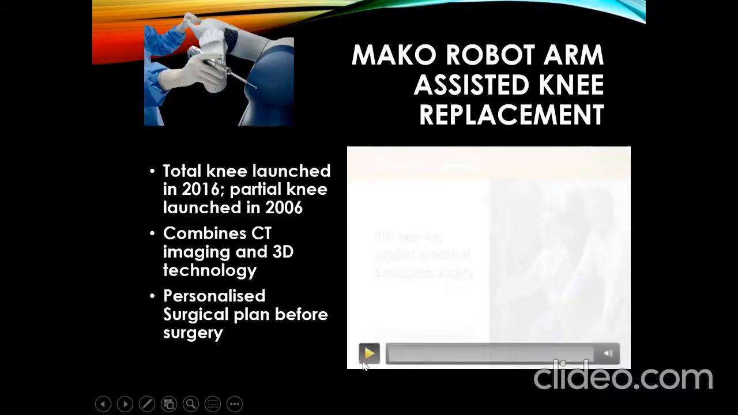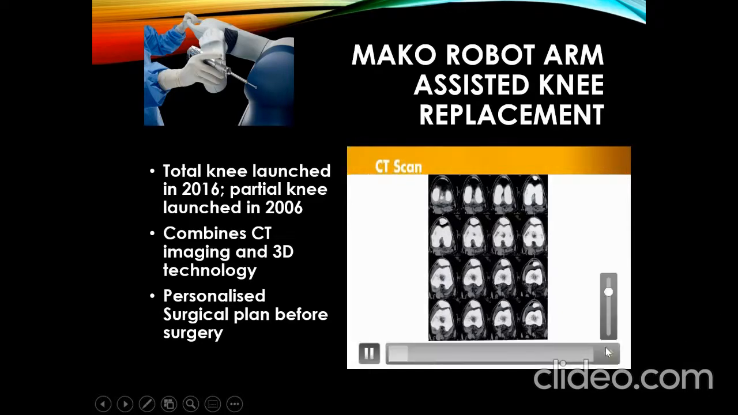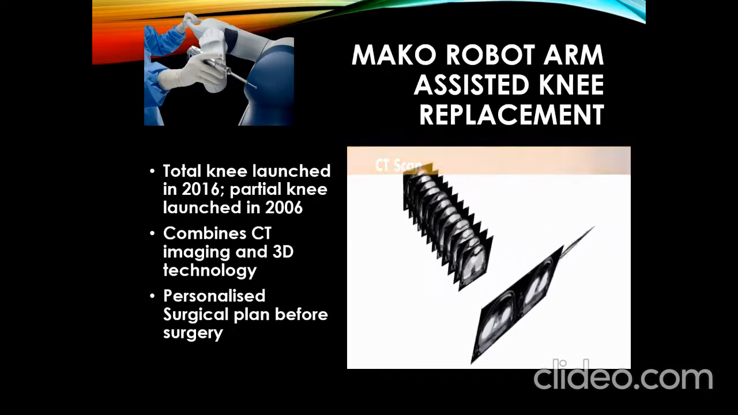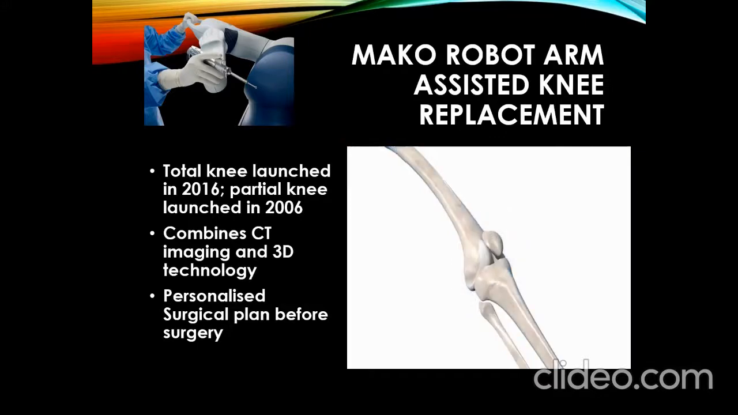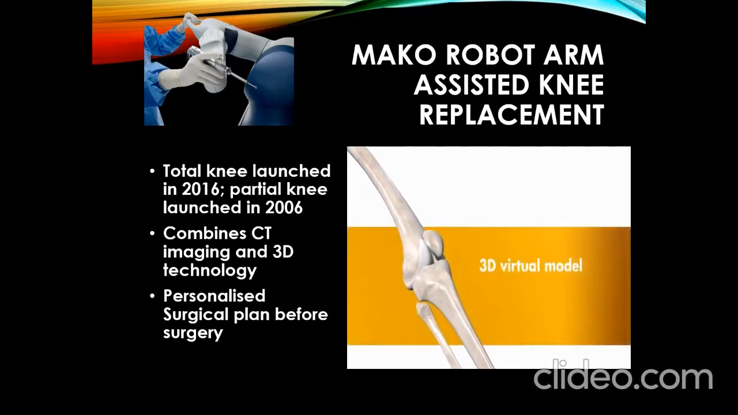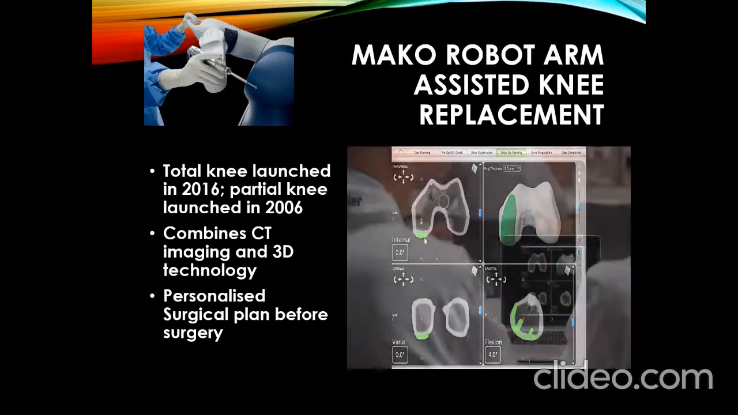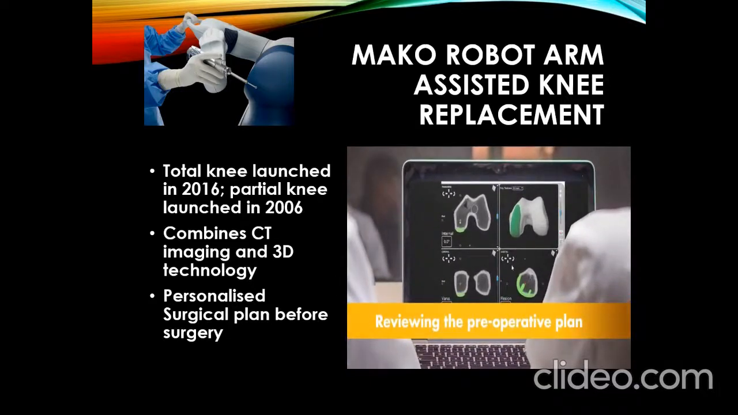The Mako robot arm-assisted knee replacement is a procedure that was launched in 2016. That's the total knee platform. The partial knee has been around since 2006. What it does is combine CT imaging, which is essentially multiple X-rays, with 3D technology. It allows the surgeon to construct a surgical plan even before surgery, so it means enhanced planning even before the patient enters the surgical operating theater.